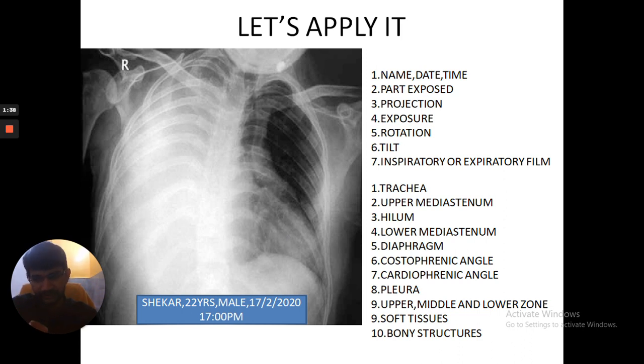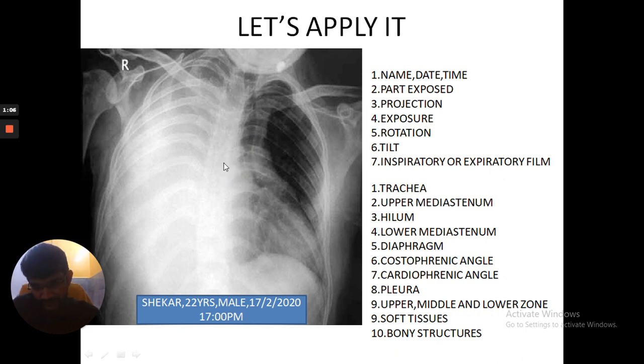Then comes proper systematic reading, that is the trachea. Here you can see the trachea. For the trachea, you say whether it is centrally placed, laterally placed or shifted. For that, there should not be any rotation. First the X-ray should be properly centered, and then you comment on whether the trachea is shifted or not. Here, because the film is rotated, I can't say whether the trachea is shifted to the left side. Then you can see the trachea, and this is the carina where it divides.